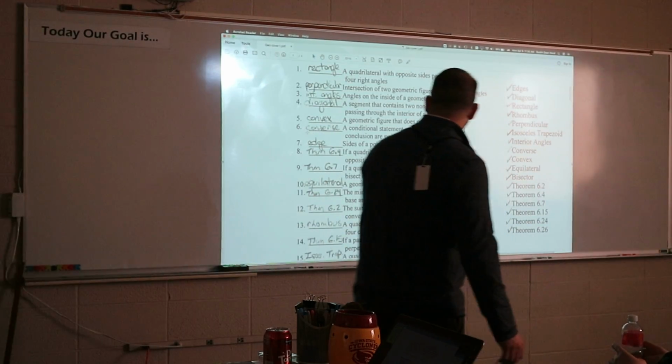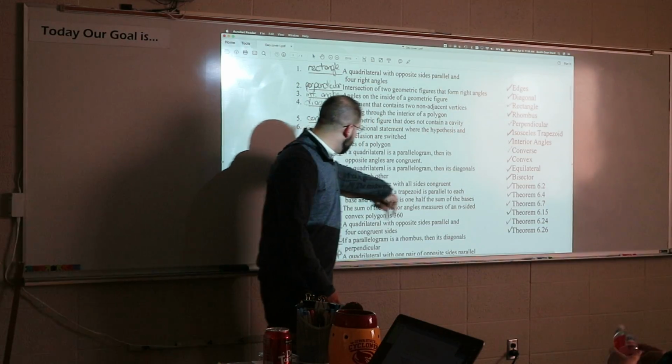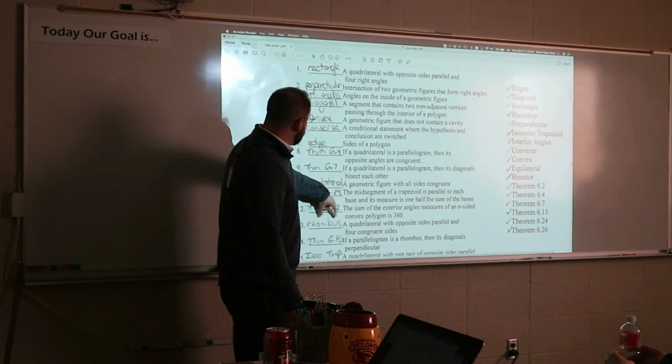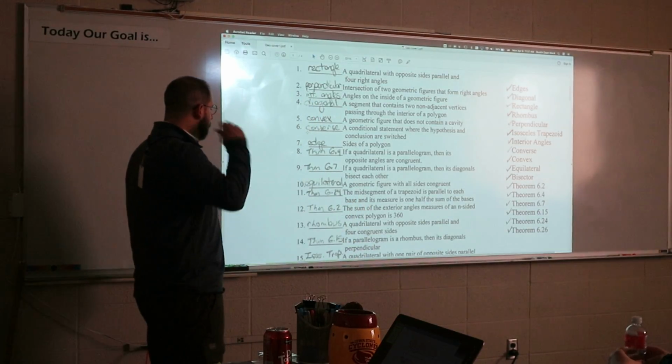So there you go. Rhombus. Now it's a quad. Opposite sides are parallel, and it has four equal sides. That's a rhombus, not equilateral. The reason being is it's actually a quad. It's more specific than just a regular equilateral object. Okay?